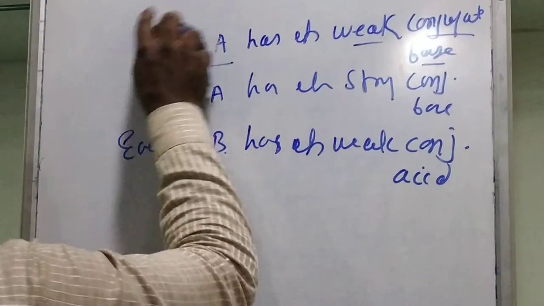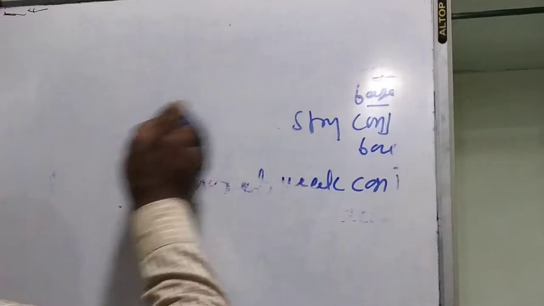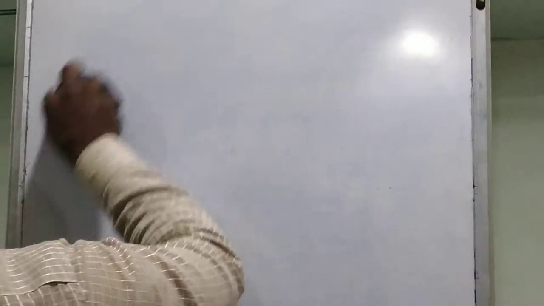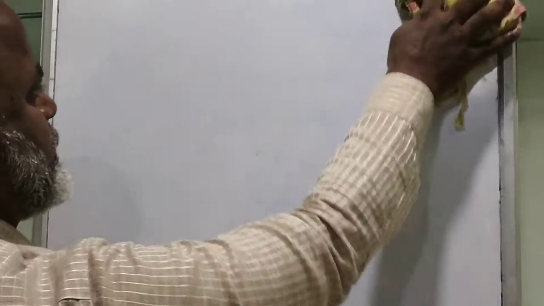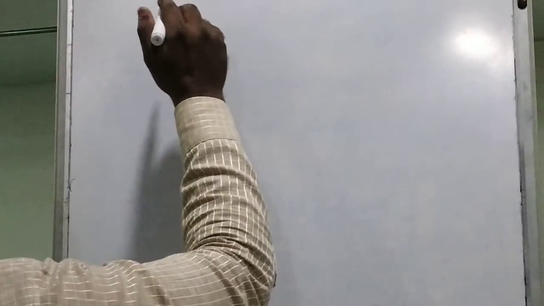Now there is a lot to be said about why a strong acid has a weak conjugate base. What is the reason? Why can both not be strong? So if it is strong, its conjugate base must be weak. If it is weak, its conjugate base must be strong. Now let's go to the next part of this lesson.